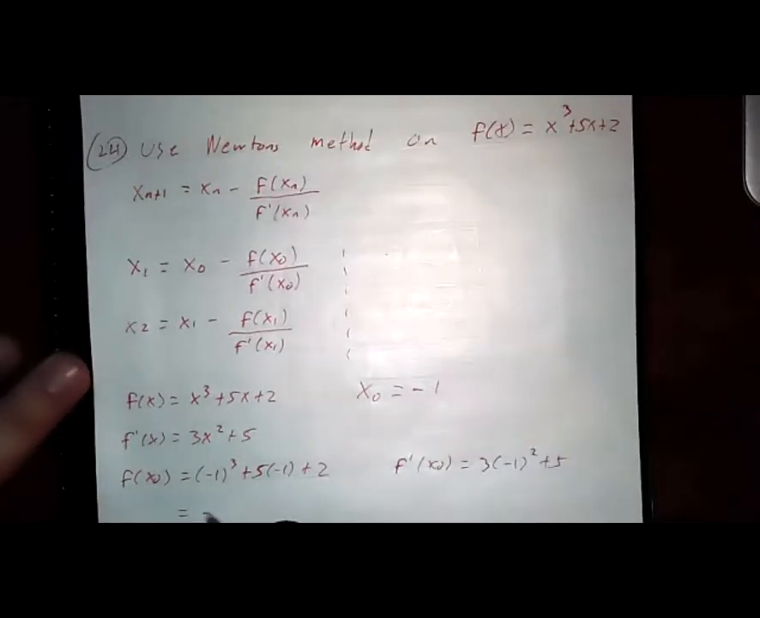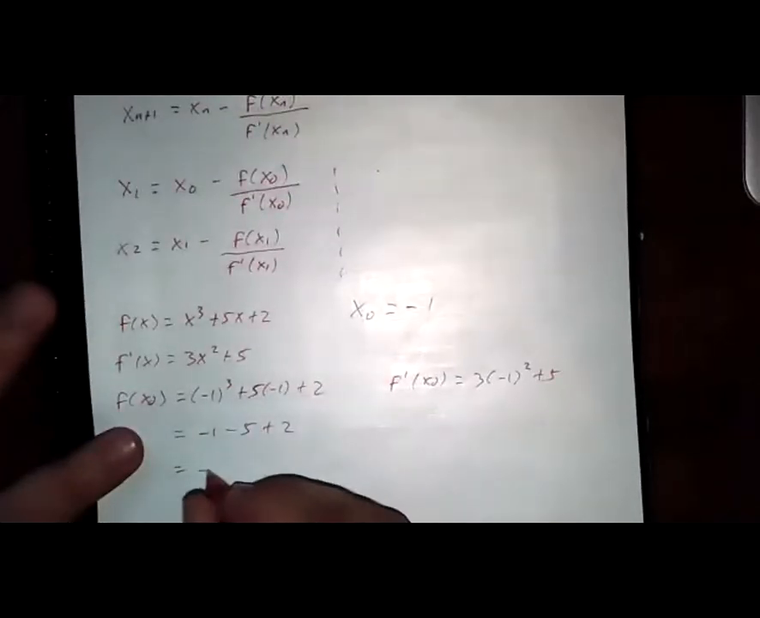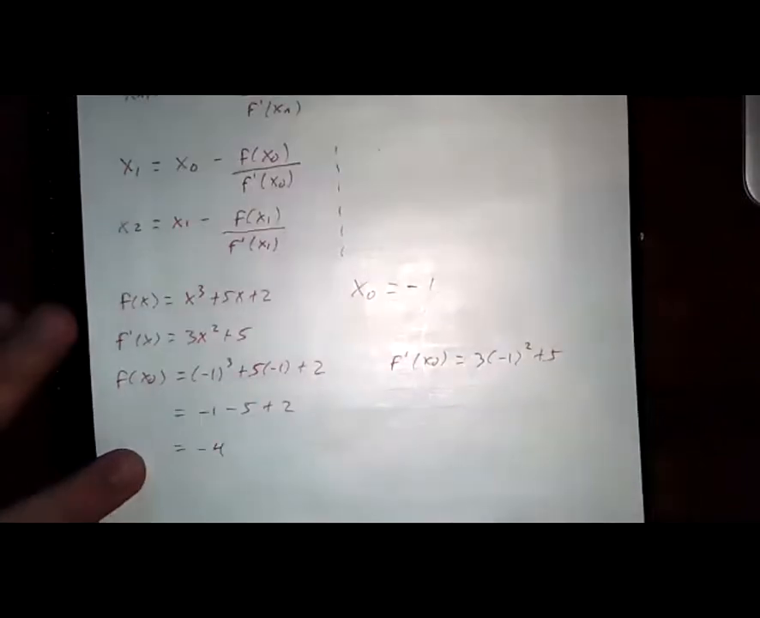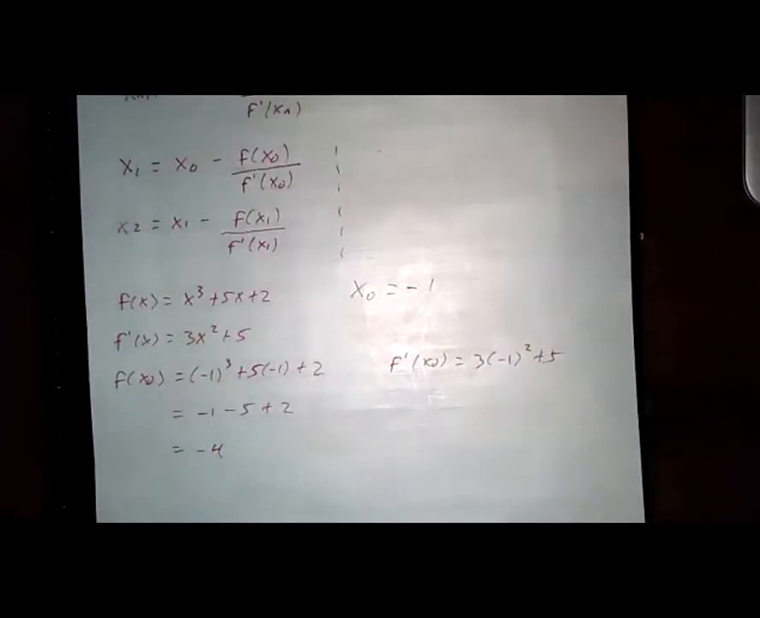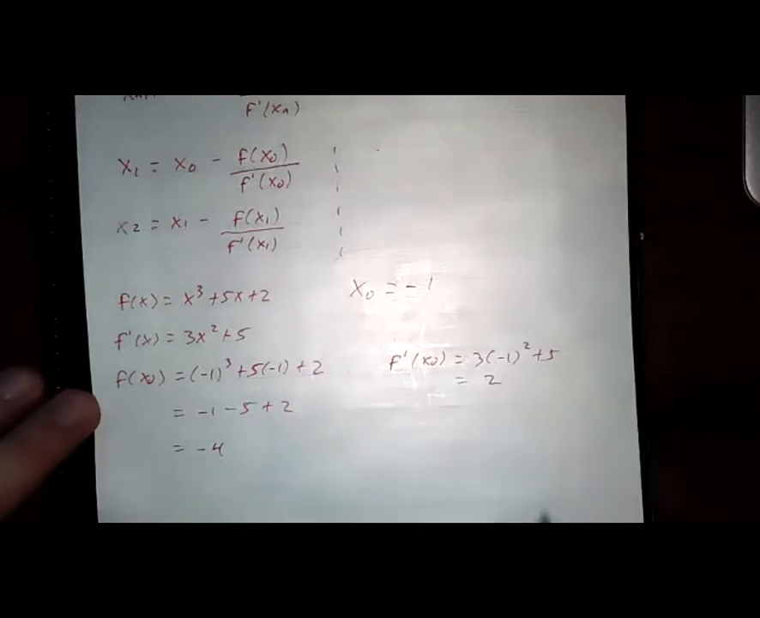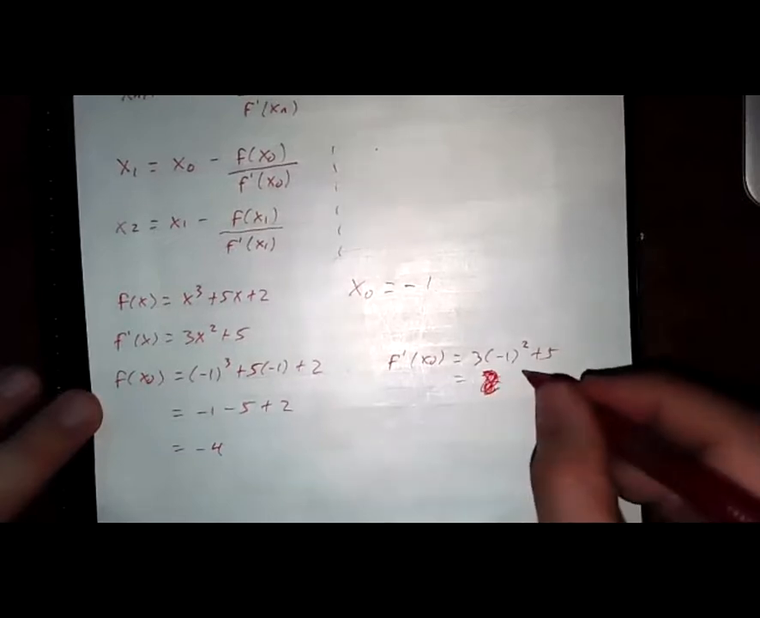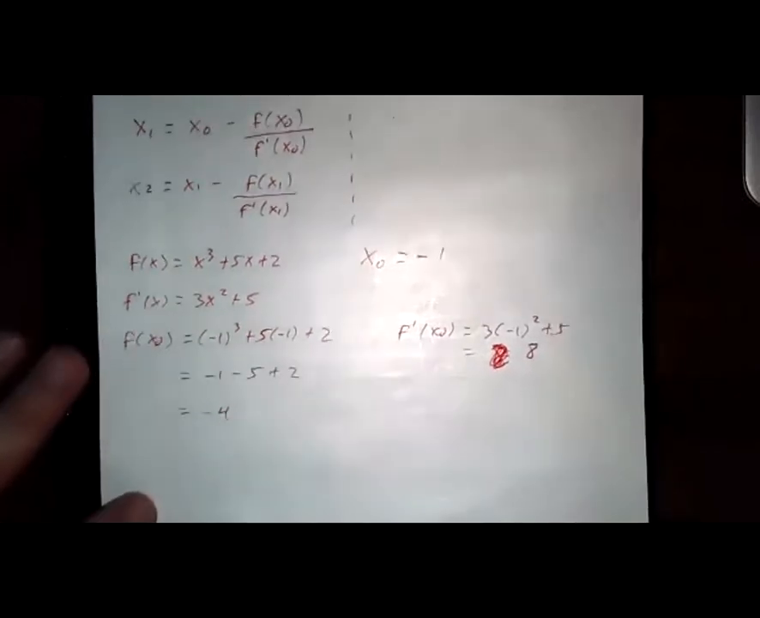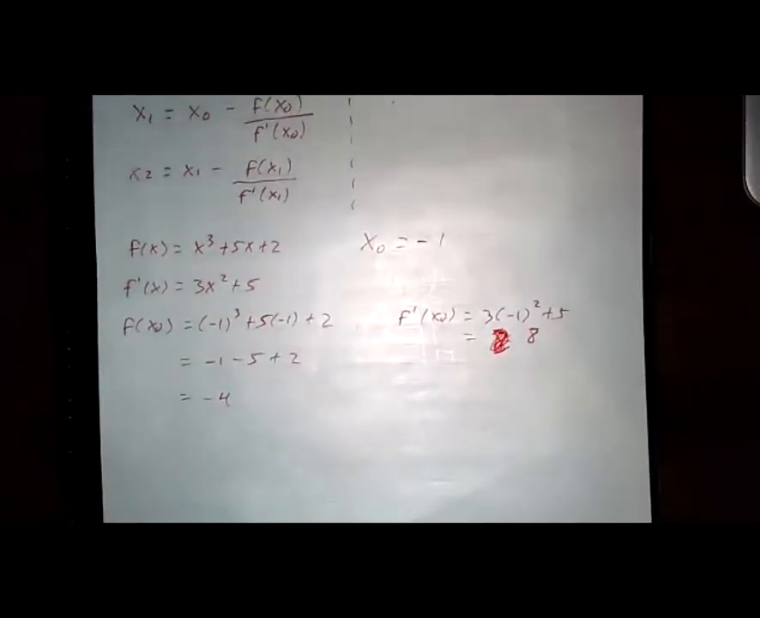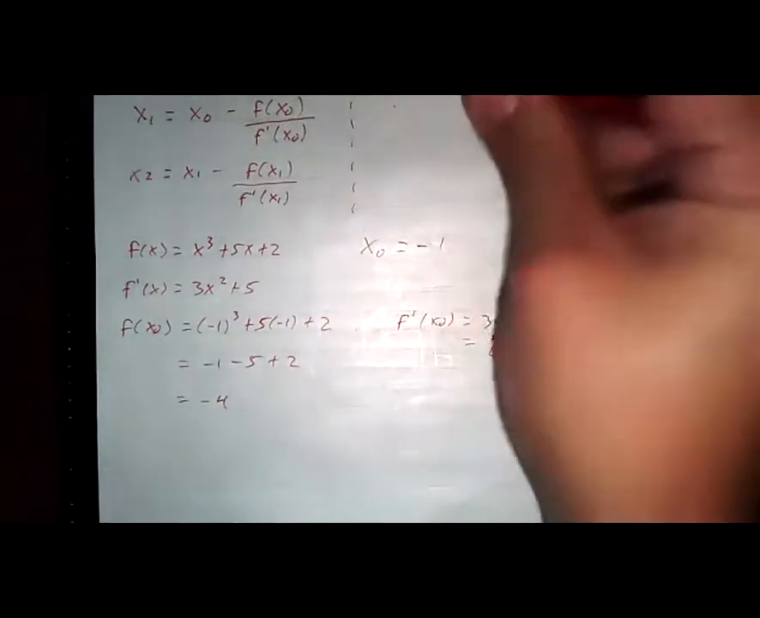So this would be -1 minus 5 plus 2, which is, what is that? -4. And this guy would be what, 2? No, 8. Sorry, I'm low on time. Forgive me if I'm going a little faster. So once you find these guys, you just plug them into the formula.